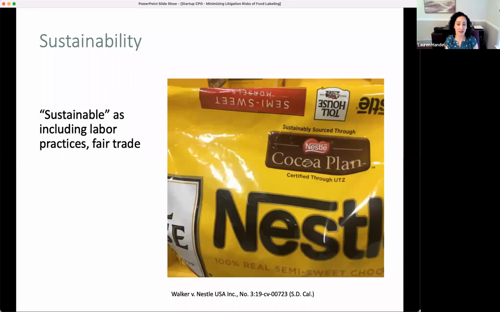This is a lawsuit against Nestle, which has labeled its chocolate as sustainably sourced. So it has its own standards and certification of sustainability, but the allegation here is that it's not sustainable because cocoa is produced using slave labor, and so it's not fair trade. It's not sustainable in its human impact, without regard to any environmental considerations.